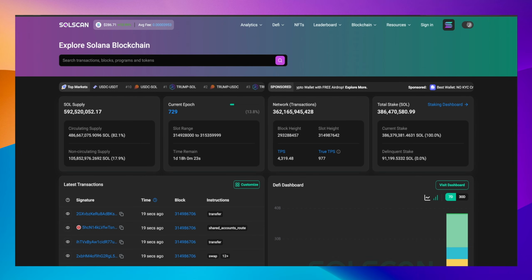Solscan is the most famous block explorer for the Solana blockchain, which means that you're gonna be able to see and query anything that is happening on the blockchain. In this case, we're going to be using it for wallet tracking, checking transactions, analyzing DeFi activities, and also to have a look at other features that many people don't know about.